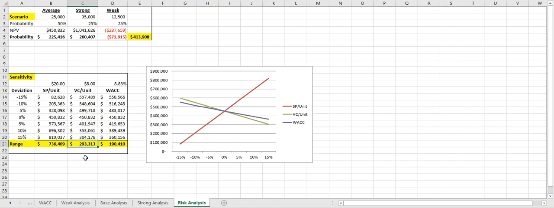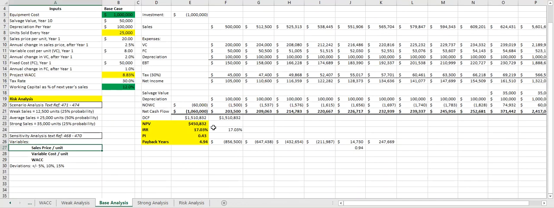Now notice my delta from minus 15 to 15 here is only 293,313, and here's that line going the other way because it's an expense. But notice it's a lot flatter, not as much delta change. And then finally I put everything back to 0 and I do the WACC, the weighted average cost of capital, which is right here in the discounted cash flow.